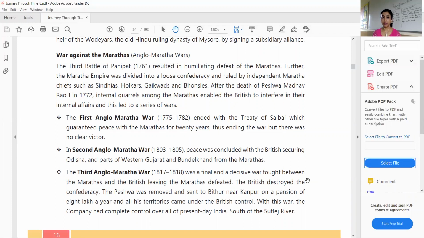So the war just ended like that, and there was no one who got defeated or who came out victorious. So the first Anglo-Maratha War ended with the Treaty of Salbai, which said that for 20 years there will be peace and they will not be attacking the Marathas.